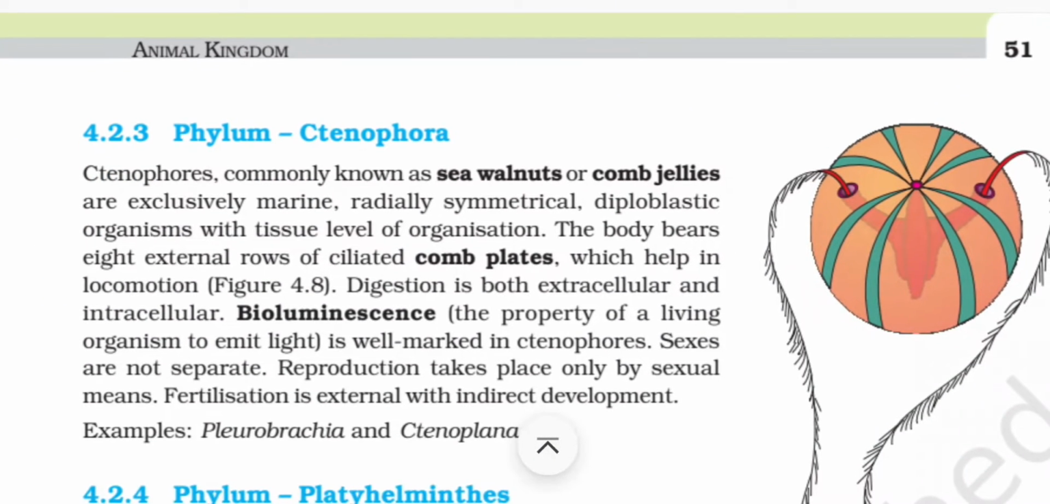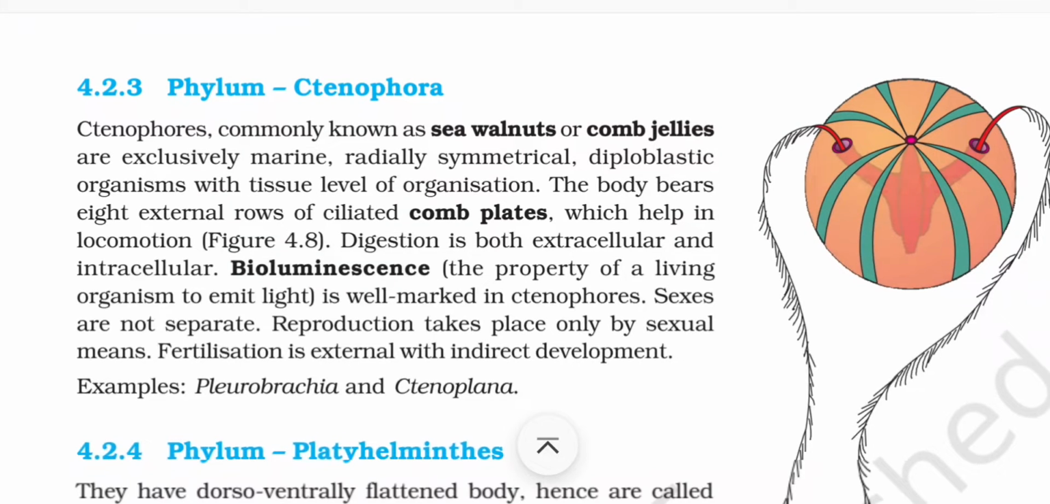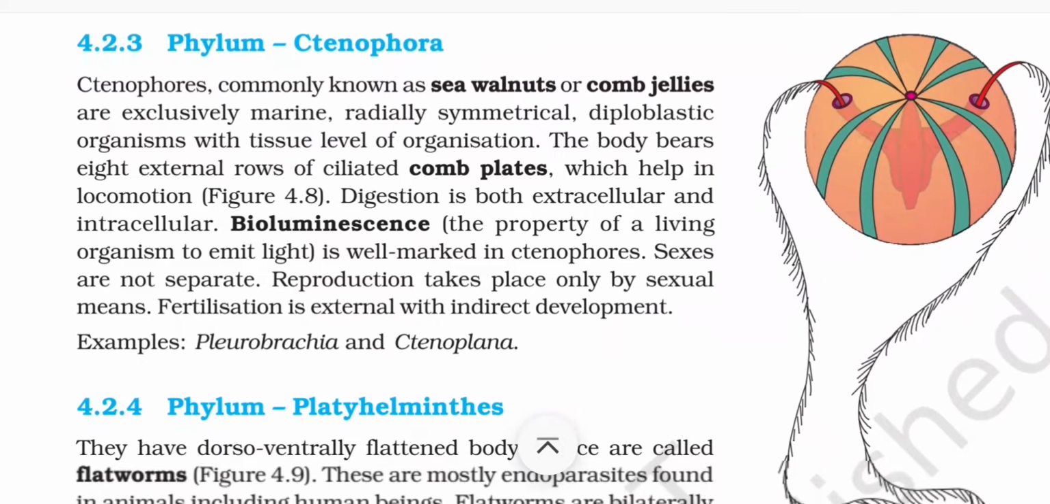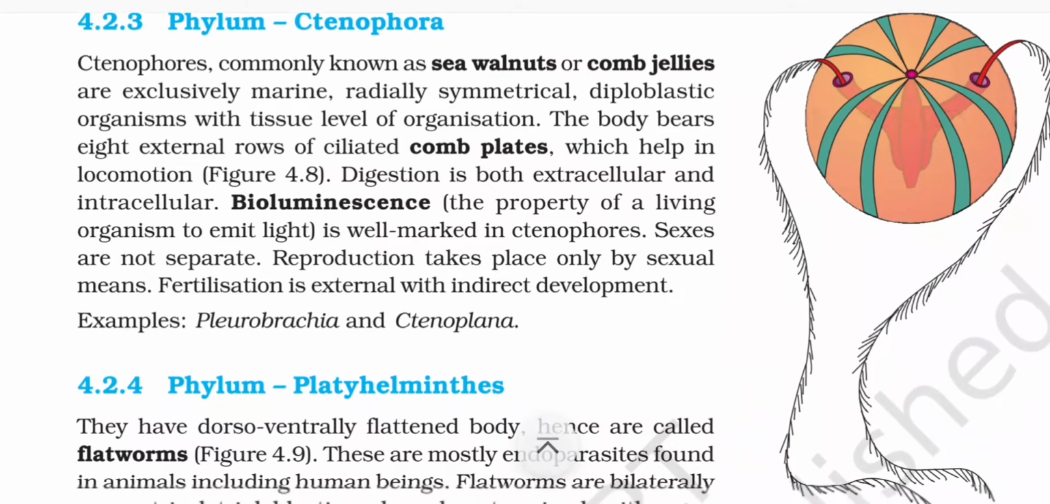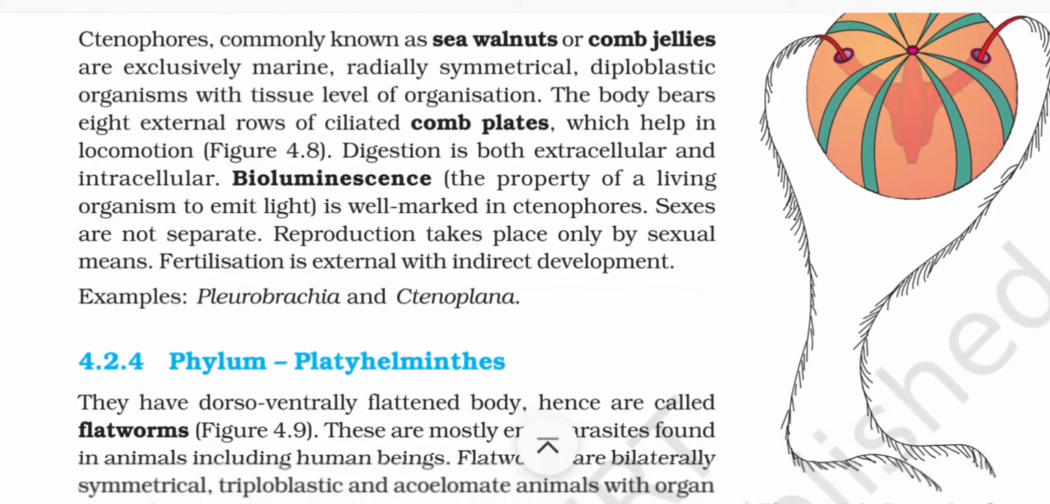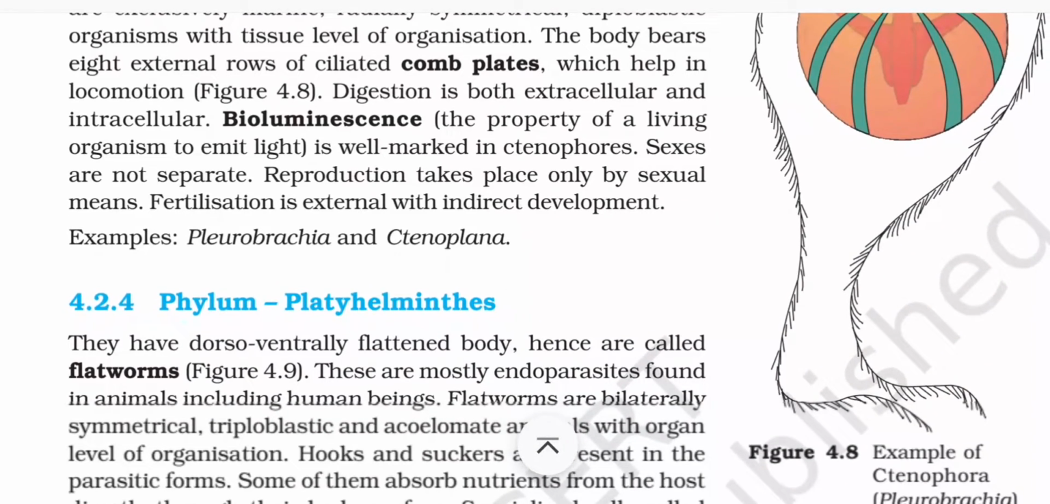4.2.3 Phylum Ctenophora. Ctenophores, commonly known as sea walnuts or comb jellies, are exclusively marine, radially symmetrical, diploblastic organisms with a tissue level of organization. The body bears eight external rows of ciliated comb plates, which help in locomotion. Digestion is both extracellular and intracellular.